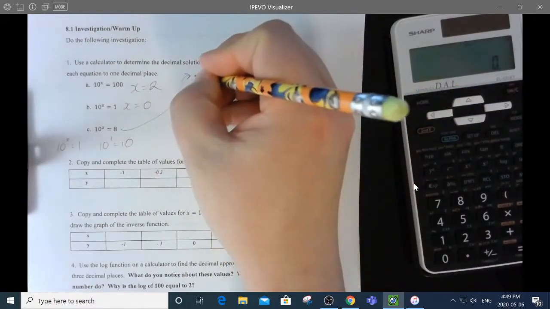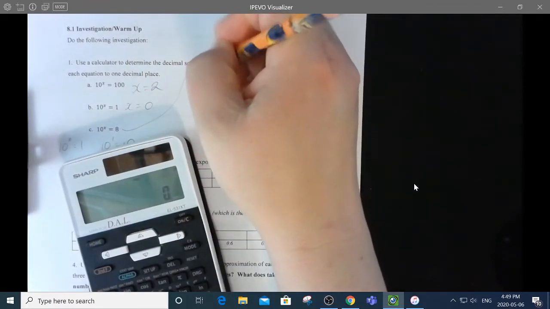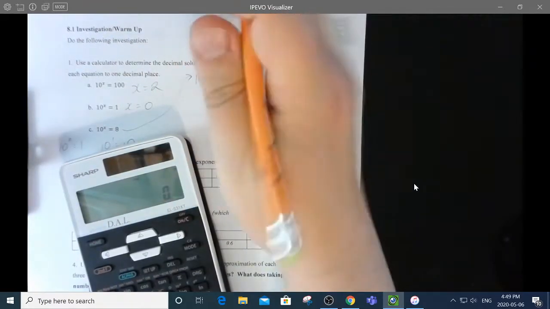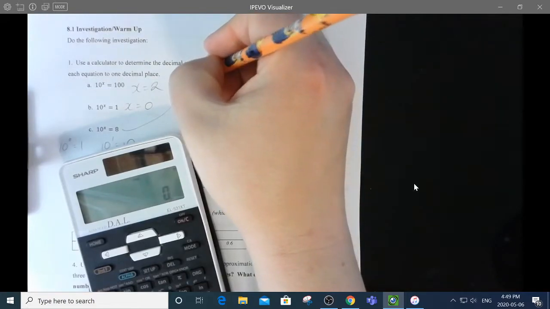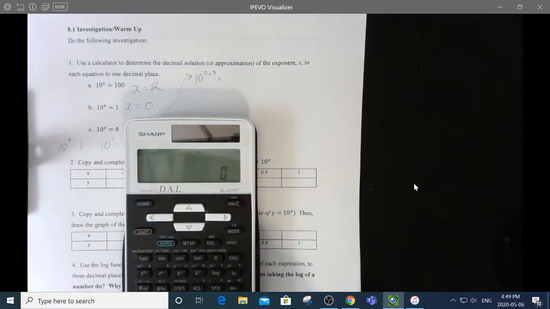Maybe I'll try 10 to the power of 7. See how close that gets to being, or sorry, not 7. 7 would be 10 million. 0.7. Sorry about that. So yeah, 10 to the power of 0.7. Let's see what that is. Everybody should know where their power button is, right? It's usually x to the y or y to the x on most calculators. So 10 to the power of 0.7. And oh, that's not very close to 8 at all.